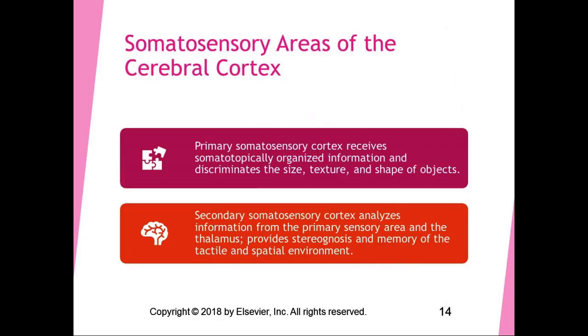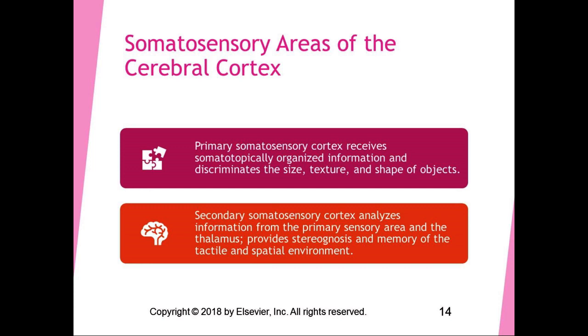So the somatosensory areas of the cerebral cortex, the primary and the secondary somatosensory cortices, do different things for us. The primary somatosensory cortex, like I just briefly said on the last slide, receives somatotopically organized information and discriminates the size, texture, and shape of objects. The secondary somatosensory cortex analyzes information from the primary sensory area and the thalamus. It provides stereognosis and memory of the tactile and spatial environment.